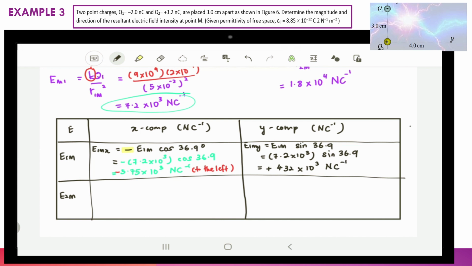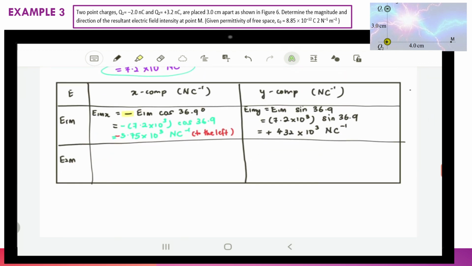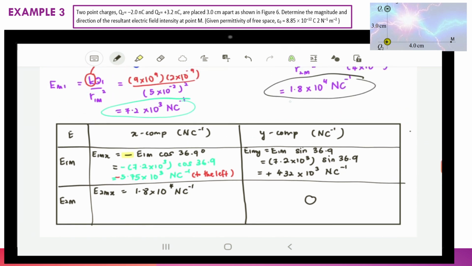Okay, so now look at E2m. Since the direction of the E2m is to the right, there is no angle, so no need to resolve into x and y component. So we just have E2m in x component, no value for y component. So for y component, it's equal to 0, but in x component, E2mx is equal to 1.8 times 10 power of 4. We calculated that just now. So here we have 1.8 times 10 power of 4 Newton per Coulomb.